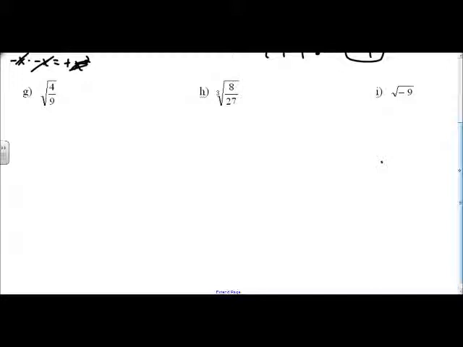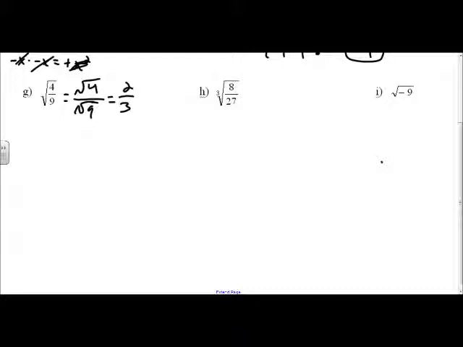Moving right along, we've got G here, square root of 4/9. Same thing, we break it up into, oops, kind of jumped the gun there. Radical 4, or square root of 4, over square root of 9. Which again, we then can break down even further. Square root of 4 is 2. Square root of 9 is 3. So we're left with 2/3.